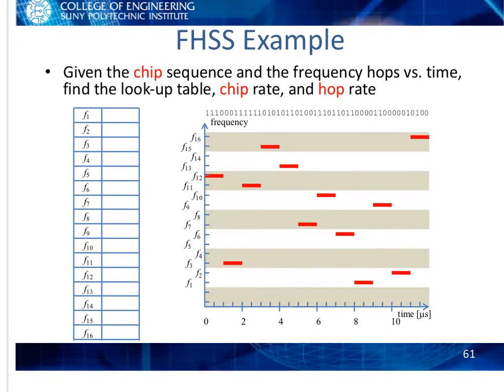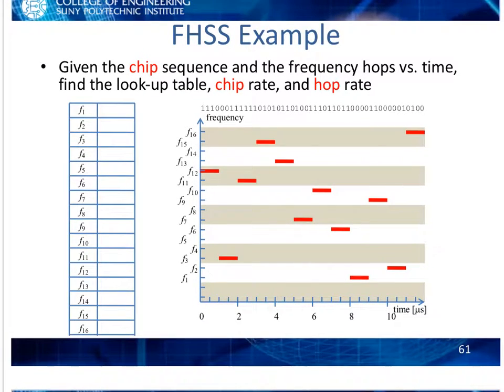Here's an example where we have a channel plan with 16 channels in it, and we have a time axis here, and you can see that we're hopping from channel 12 to channel 3 to channel 11, channel 15, channel 13, etc. In practice, we let our pseudorandom number generator generate these chips, which are random bits, essentially, and we use them to determine the next frequency hop. And we use a lookup table to do that.